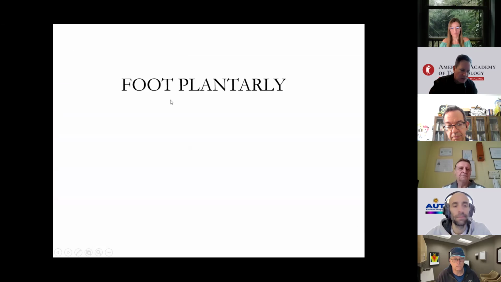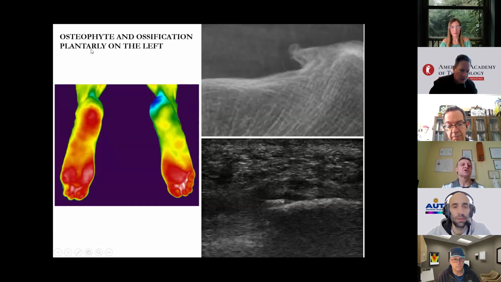Foot plantarly, osteophyte ossification plantarly on the left side. On X-ray and also on sonography, we see calcar calcaneus plantaris, but on that calcar is also an osteophyte, which is the main problem because it irritates the plantar aponeurosis and leads to increased temperature activity on the affected site and pain.